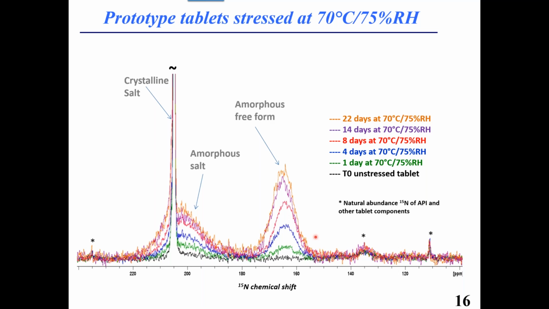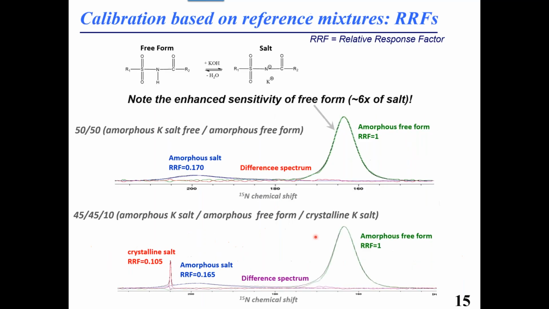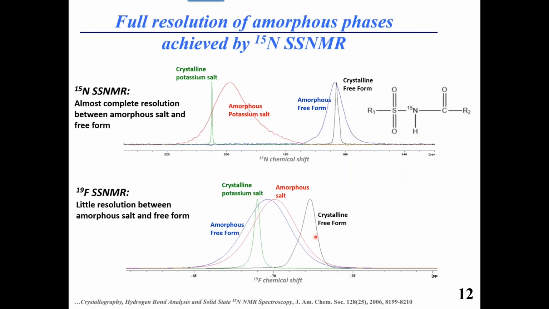Okay. The next question is, what is leading to the asymmetry of the fluorine 19 crystalline peak on slide 12? Very good question. The short answer is I don't know. I can give you my guess, obviously.